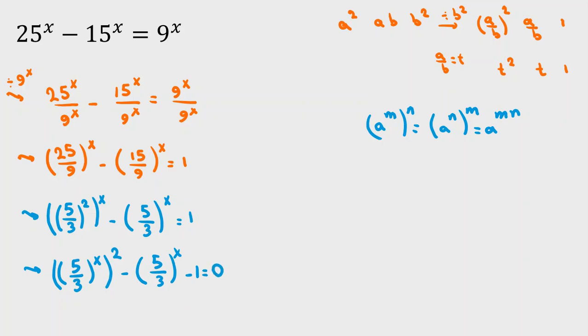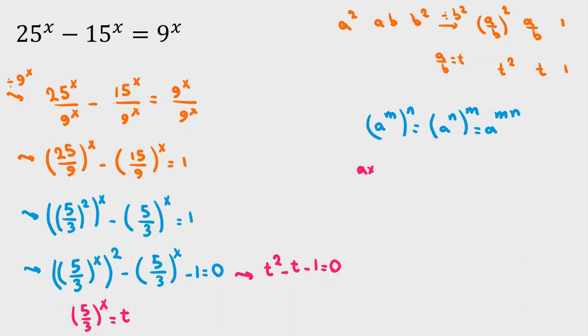Minus 1 equals 0. Now, in the next step, we will see we can write all terms in terms of 5 over 3 to the power of x. Let's consider it is t. So it will be t squared minus t minus 1 equal to 0. It's so much good. Why? Because it is a quadratic equation and we can use the quadratic formula.